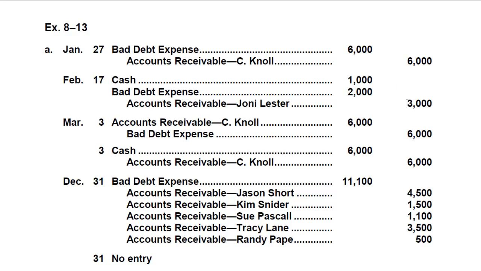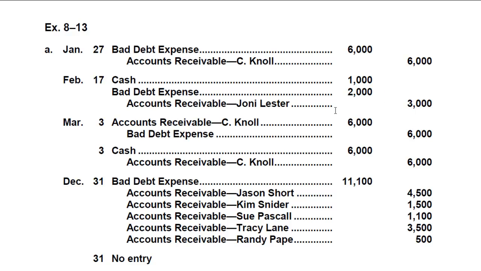We mentioned here that we're completely removing this accounts receivable related to Joni Lester from our accounting records, and the difference is $2,000. That's the amount that's the bad debt expense. So we need to go on and debit that. These two equal $3,000. This is a compound entry here. The two debits equal the one credit.